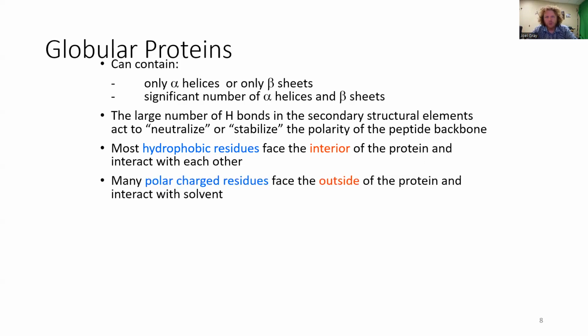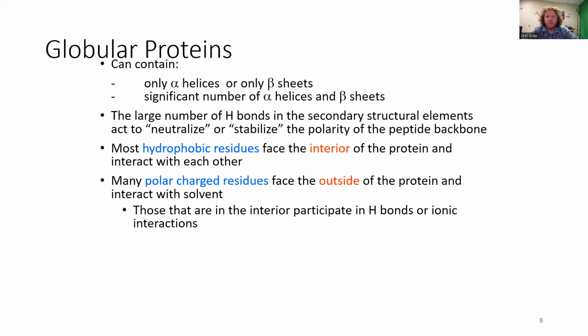Now, many polar charged residues, so your polar charged would be your aspartic acid, glutamic acid, lysine, arginine. They're going to face the outside of the protein and interact with the solvent, interact with the environment. Now, those that are in the interior participate in hydrogen bonds or ionic interactions. So they can be found in the middle, but if they are, they're going to be involved in ionic interactions. Polar charged residues can be in a couple of different places. Your hydrophobic or non-polar residues are probably just going to be on the interior.